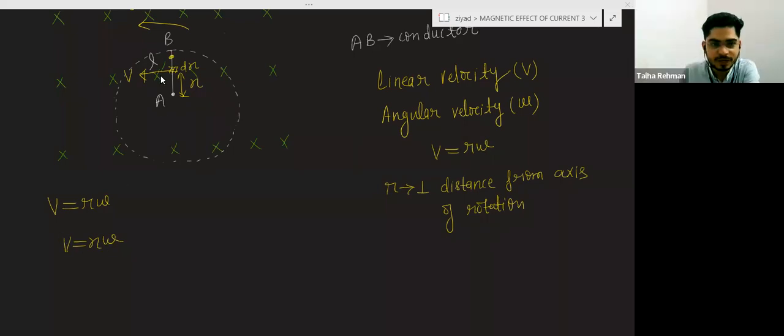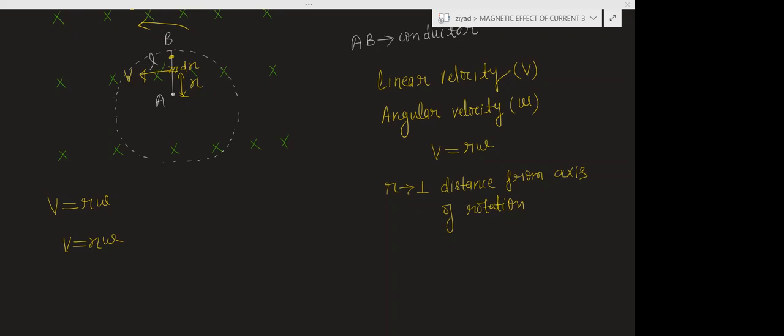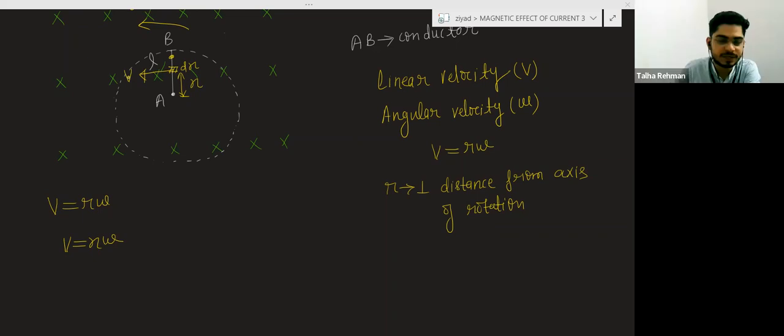V is equal to x omega. And what is V? V is the linear velocity of this element dx. I have written all the things: linear velocity, angular velocity, and all the things.